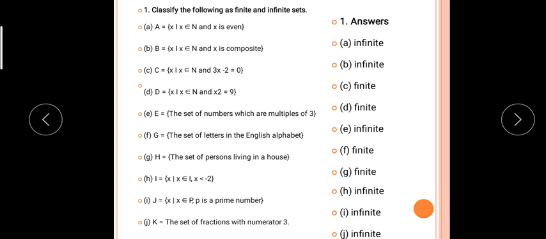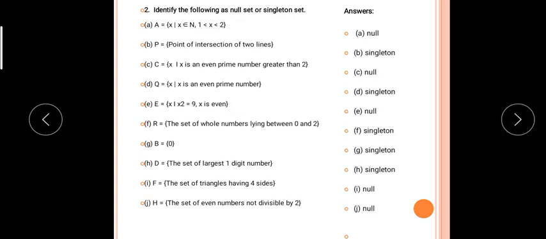Finite means the number of elements present in a set is countable, limited, or an empty set, also called a finite set. And infinite means the number of elements is not countable, unlimited, called an infinite set. Now again, some more examples I am taking here for the null set and singleton set. Null means there is no element and singleton means there is only one element.